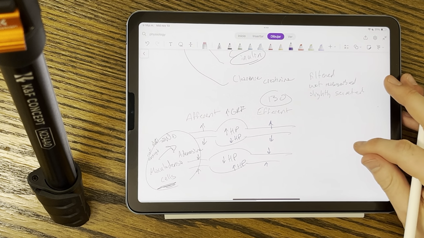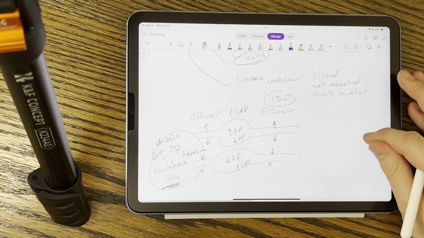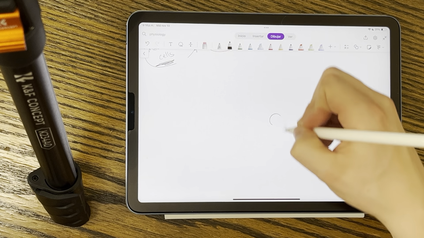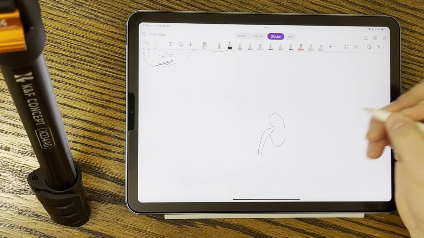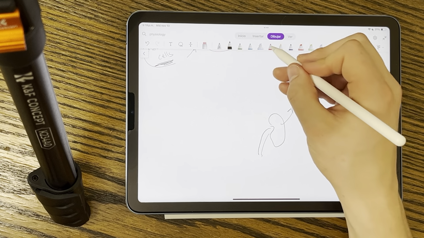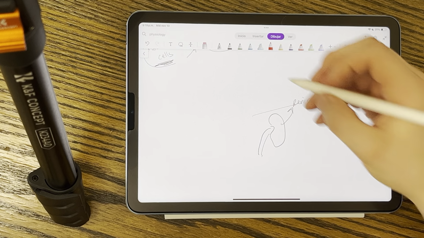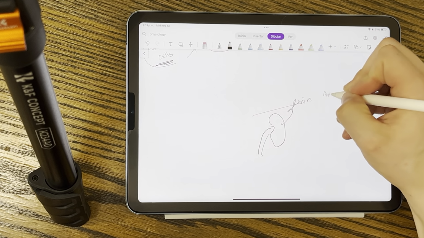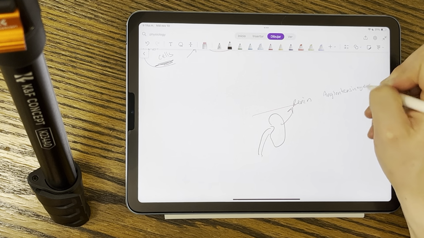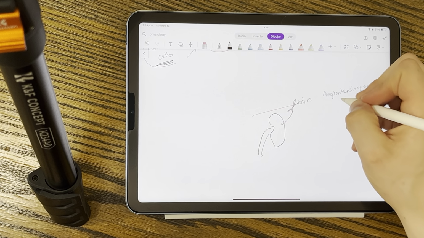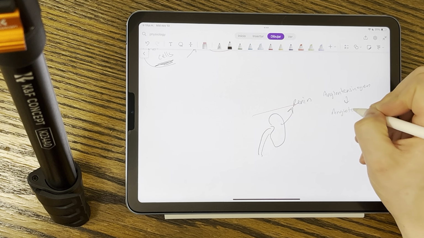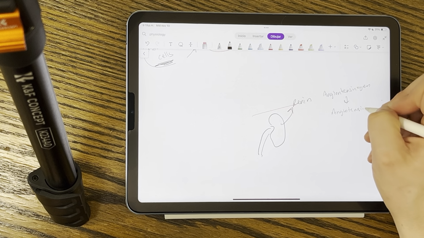So another way to help register the kidneys is with renin. So if the kidneys sense too little, they can release renin into the blood. And renin changes angiotensinogen into angiotensin 1.